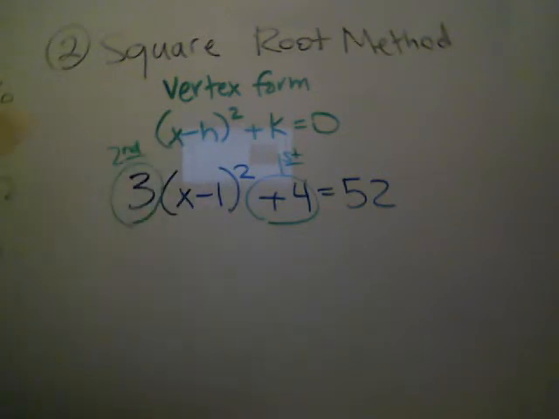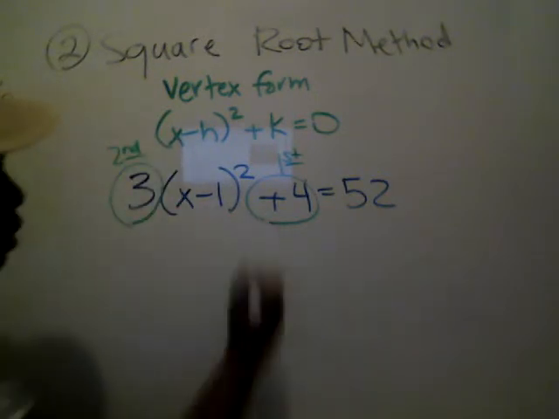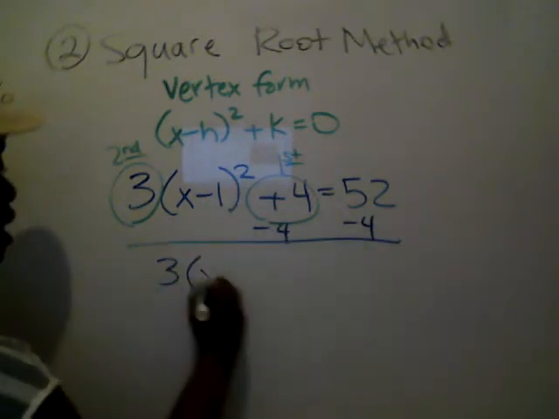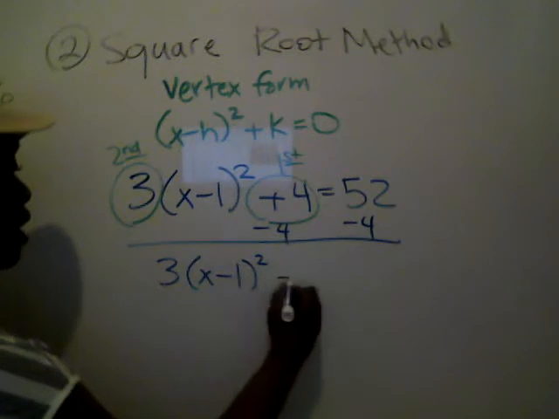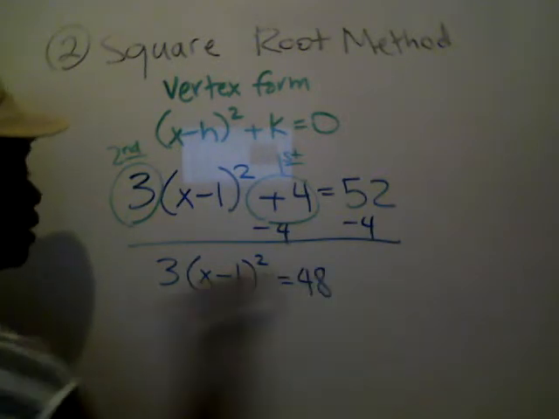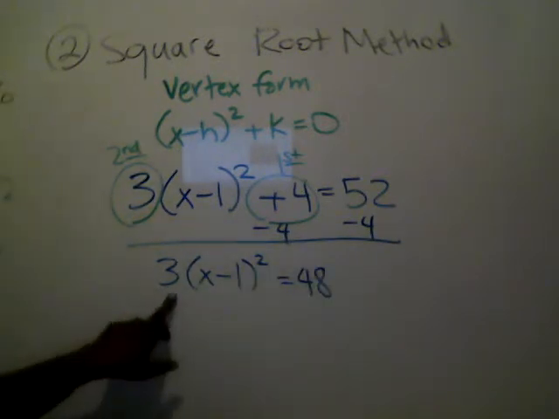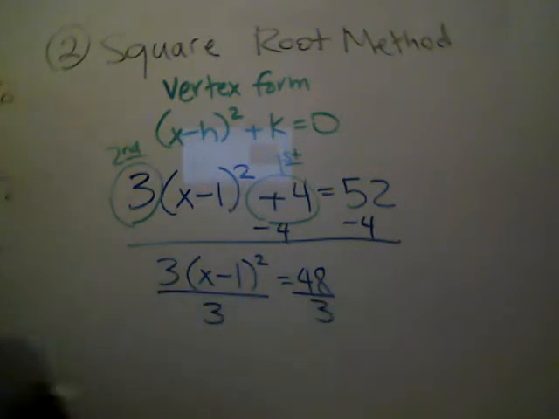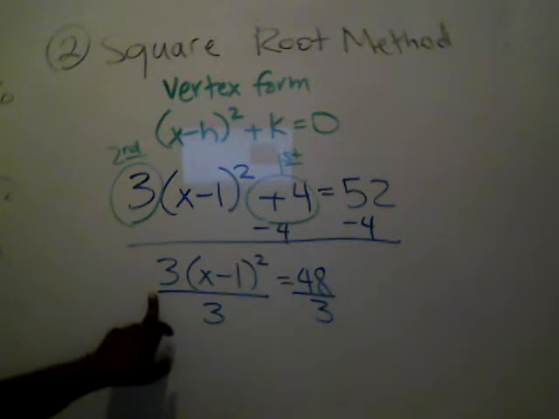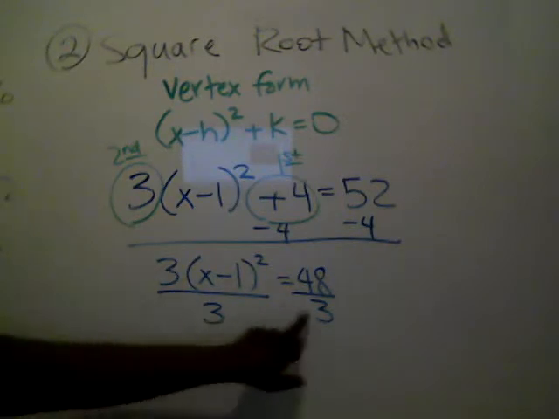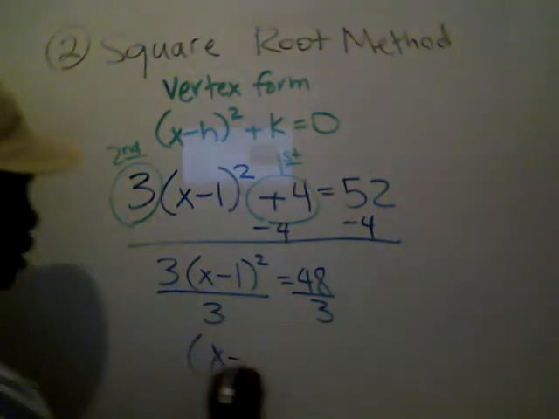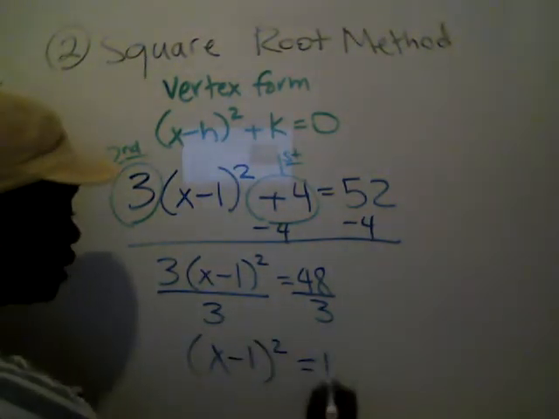Right? So the first thing we're going to do to get rid of this number, we're just going to subtract it from both sides. So now we have 3 times (x minus 1) squared equals 48. And then we want to get rid of this number. So we're going to divide both sides by 3. Okay? We're dividing because this is being multiplied right now. We want to do the opposite. So we're going to divide both sides by 3. So what we're actually left with is (x minus 1) squared equals 16.